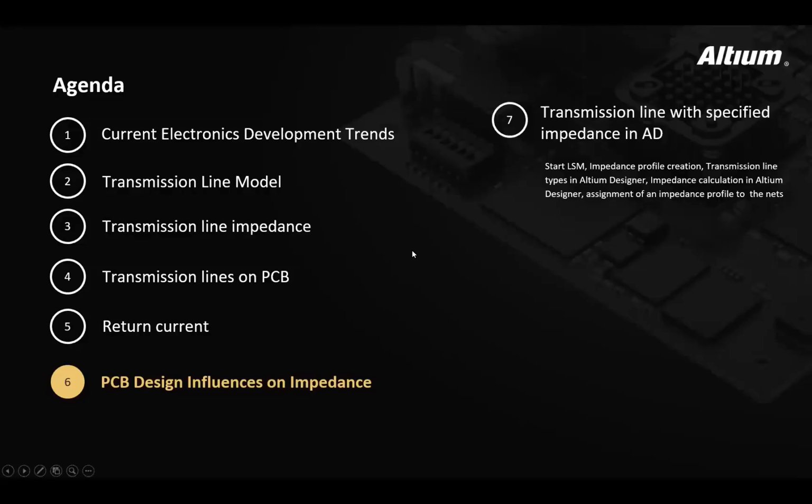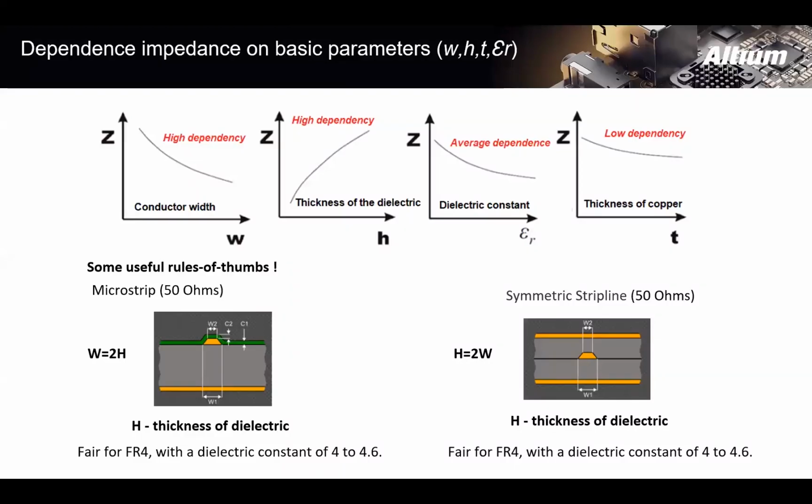So let's talk about typical design rules and how they influence the impedance. Okay, conductor, we've got 4 of them across the top here: conductor width, thickness of the dielectric, dielectric constant, and the thickness of the copper. Well, as the conductor width increases, that's going to generally decrease impedance. And there's a high correlation between that. Conductor width is a major factor in determining an impedance controlled line.